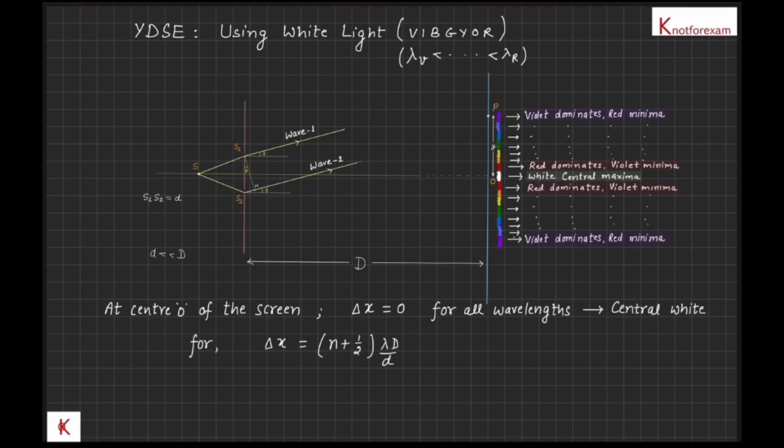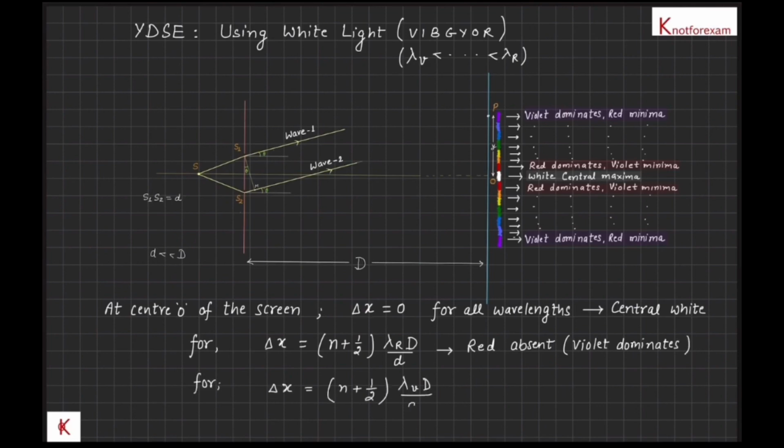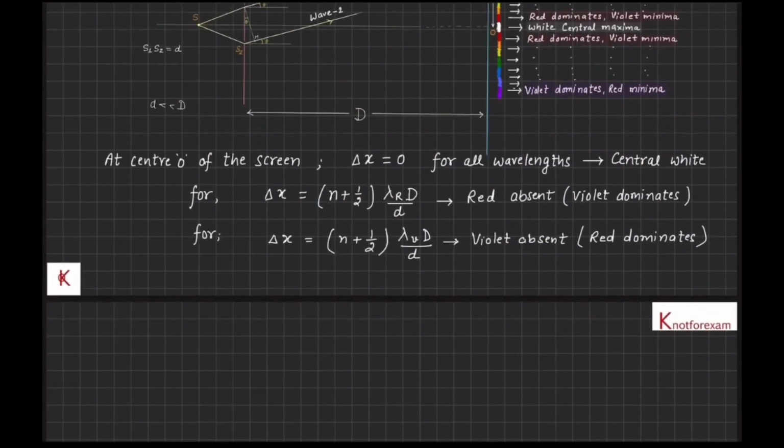For the points where the path difference delta x is (n plus half) lambda_r D by d, there will be minima for red. So, red is absent and violet dominates in the fringe color. And for delta x equal to (n plus half) lambda_v D by d, there will be minima for violet. So, violet is absent and a reddish colored fringe appears.